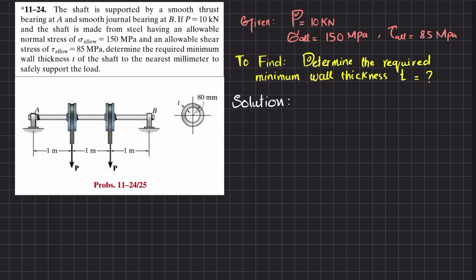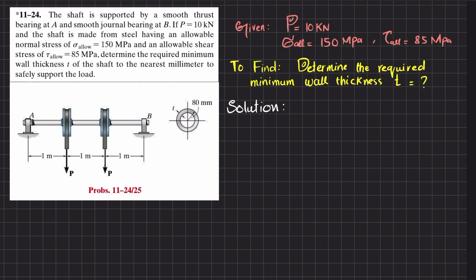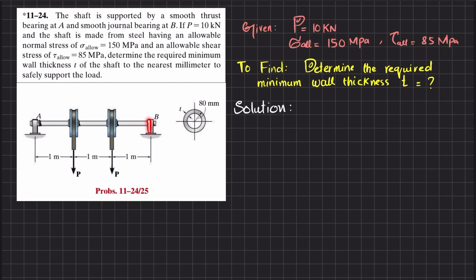So you can see this is the shaft that is supported by a thrust bearing at A, and at B there is a smooth journal bearing, and the load P is applied at this point, and P is 10 kilonewton. The cross section of the shaft is a hollow circular shaft with an outer radius of 80 millimeter and an inner radius Ri which is not given, so you have to find this thickness T.